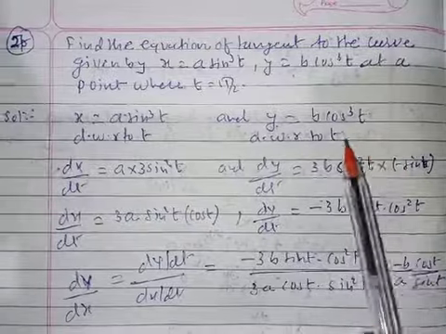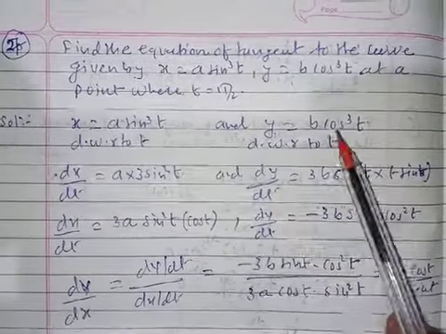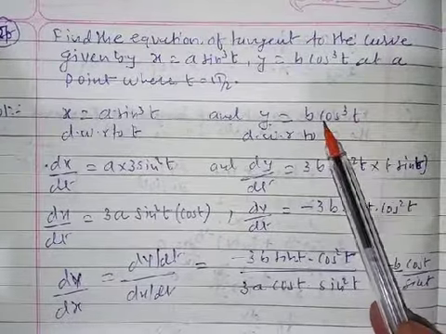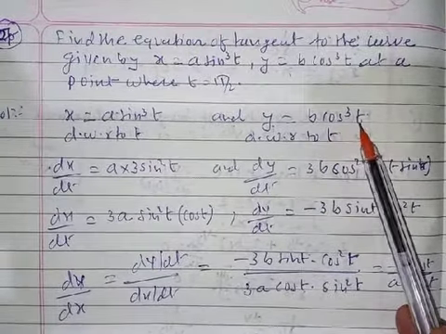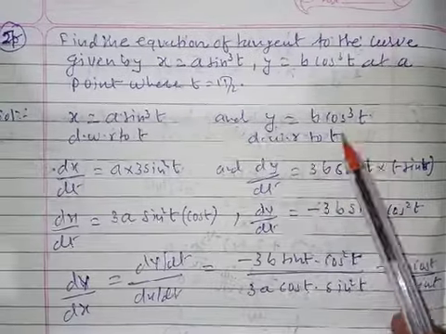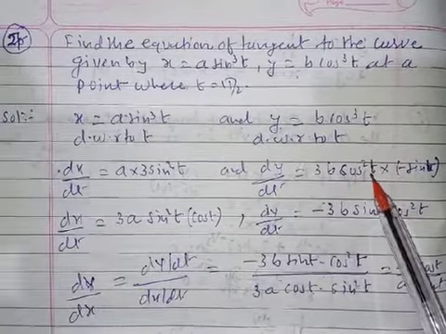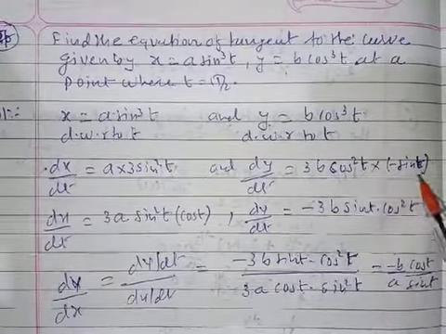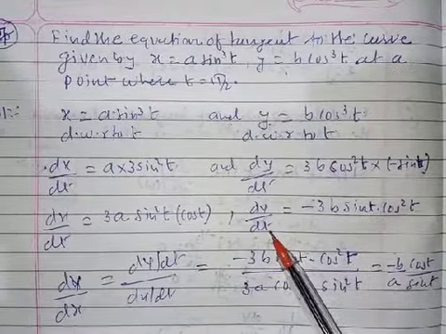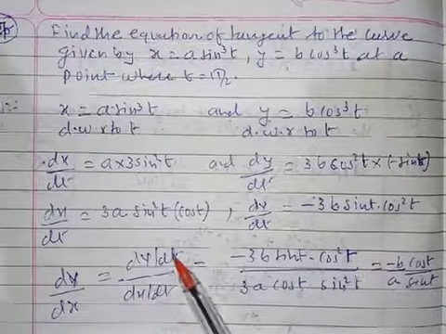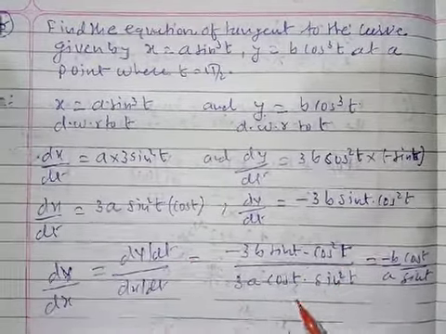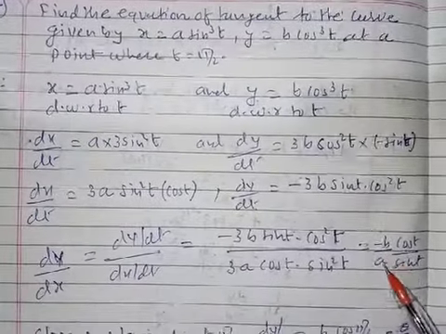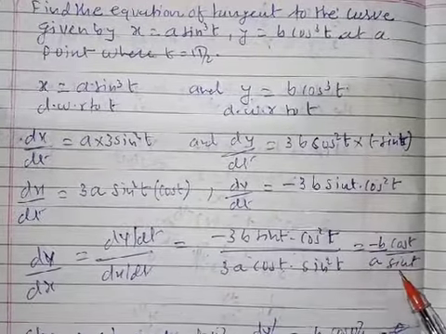The same way here, dy by dt. First, b is constant, no need of that, but with respect to power and with respect to function we have to take. With respect to power it will be reducing, so it is 3b cos square t, and with respect to function cos t it is minus sin t. So dy by dt is there. So dy by dx is dy by dt upon dx by dt. If you substitute and find, you will get the value as minus b upon a, cos t upon sin t.